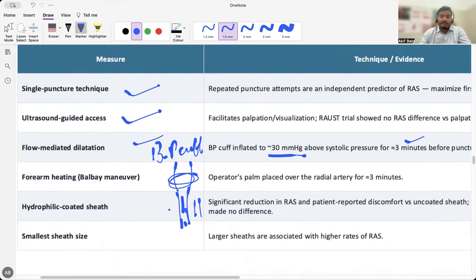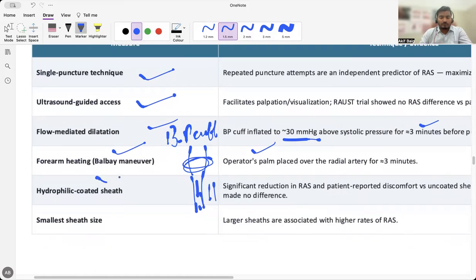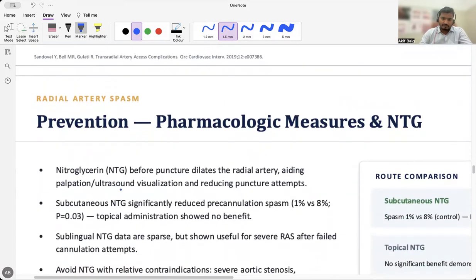And thus the chances of spasm will be less, and you'll also be able to puncture the radial artery very easily. Another procedure is called the Barbe maneuver, which is nothing but forearm heating. Usually the operator places the palm over the radial artery for 3 minutes, and this leads to warming of that part. When you warm, there will be vasodilatation, and thus the radial artery can be properly dilated and spasm can be reduced. And always use a hydrophilic coated sheath and the smallest sheath size.